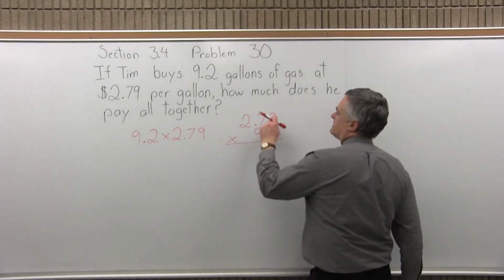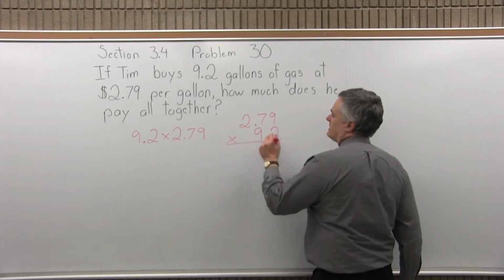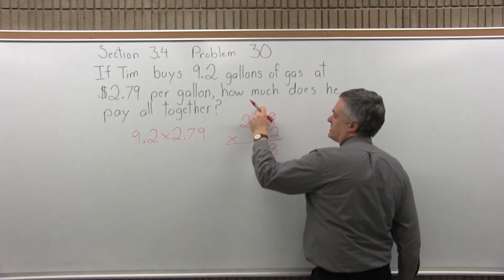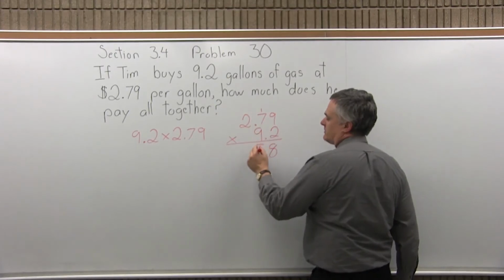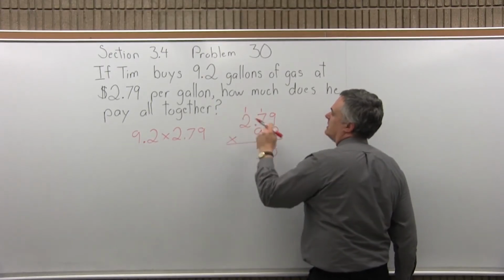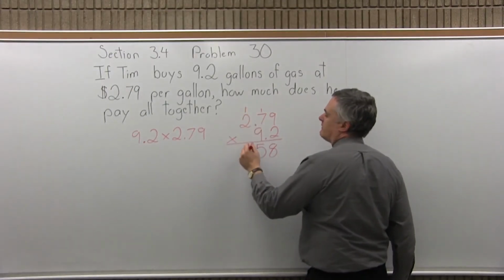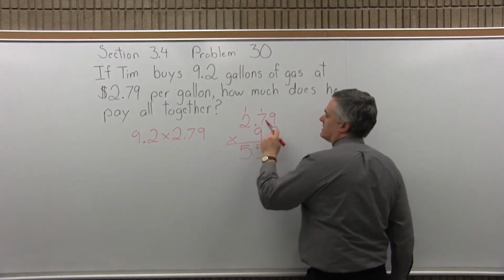So 2 times 9 is 18. For 18, write the 8, carry the 1. 2 times 7 is 14. 14 plus the 1 more that we carried is 15. So 15, write the 5, carry the 1. Then 2 times 2 is 4. 4 plus 1 more that we carried is 5. That takes care of the 2.